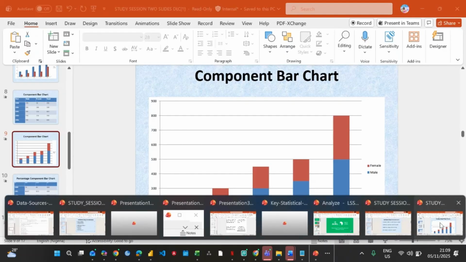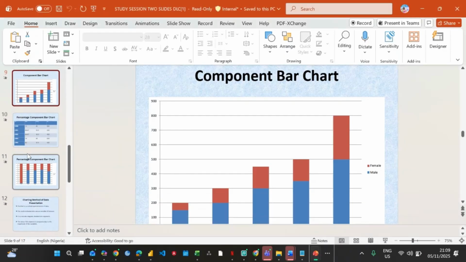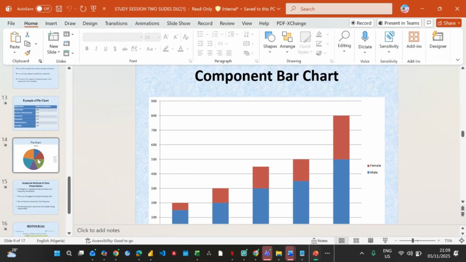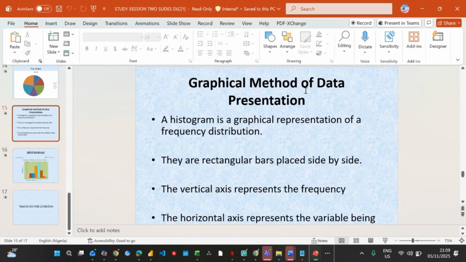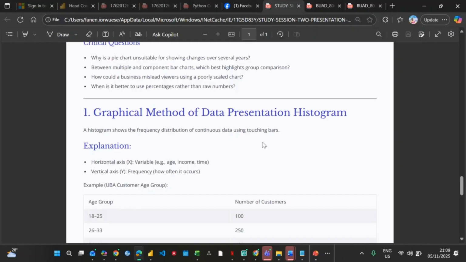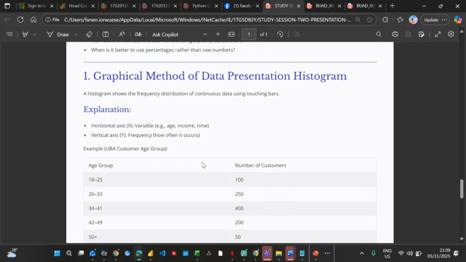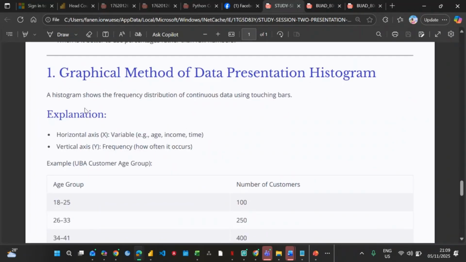So I have some critical questions here that you can attend to by yourself. So to continue from our lecturer's notes, when he was done with the charts, the bar chart to this level, he then talked about the graphical method of data presentation. So that's what we're doing. The graphical method of data presentation.